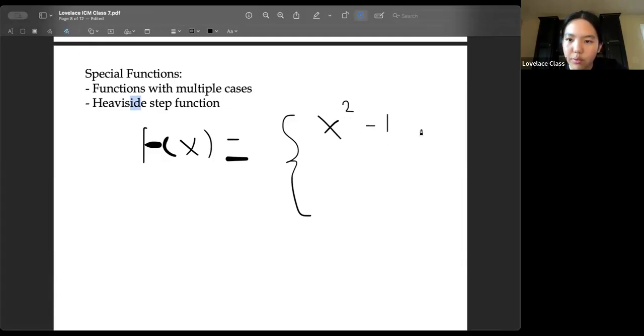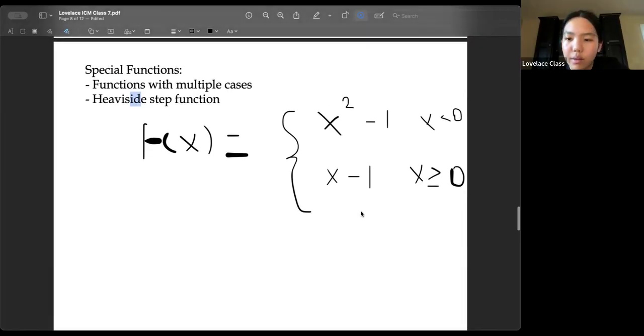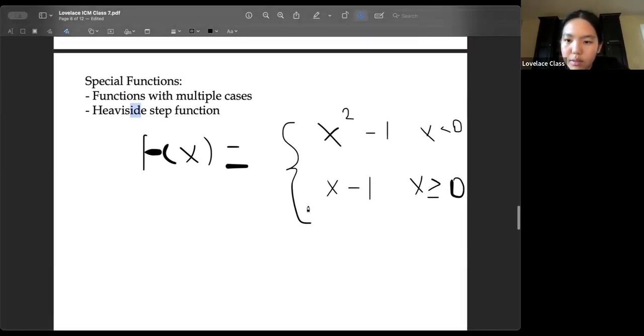So this is just an example for, let's say, all x less than 0. Right? And then say this is like x minus 1 for all x greater than or equal to 0. And then it looks like this.